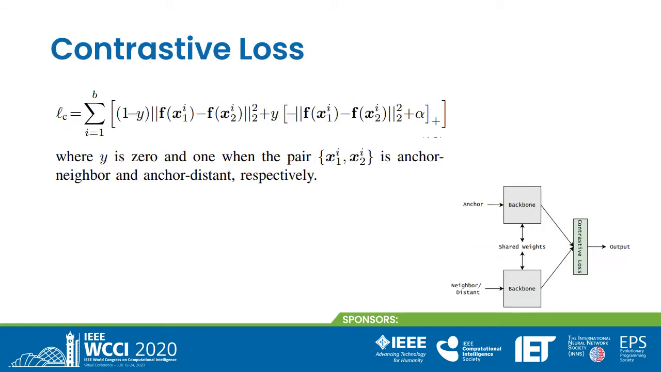Here we also see contrastive loss in theory. It is assumed that y is 0 when the pair x1 and x2 is anchor and neighbor, and it is 1 when this pair is anchor and distant. So we can introduce contrastive loss like this. One of these two terms in the contrastive loss becomes 0 and the other becomes 1, depending on whether we take an anchor-neighbor pair or an anchor-distant pair, and the margin is still alpha.